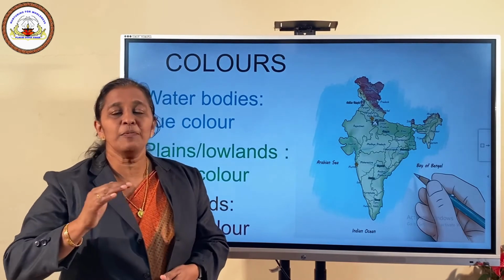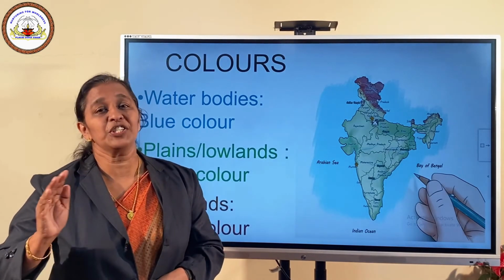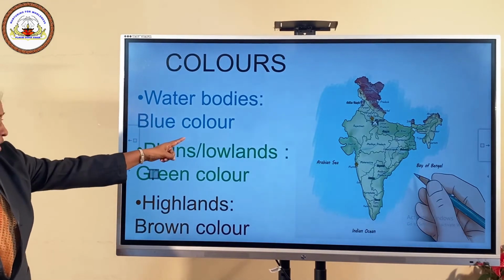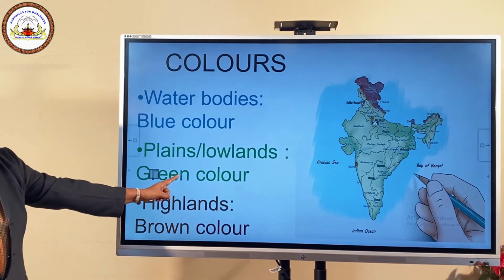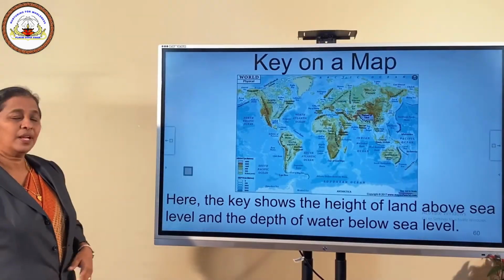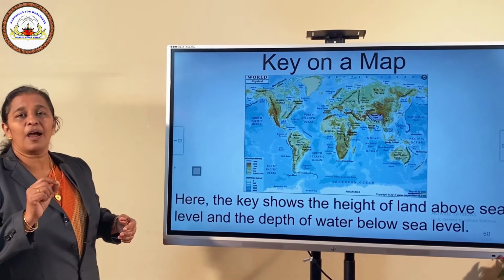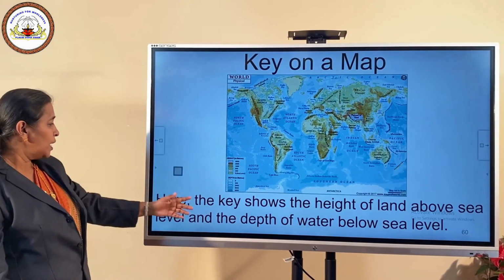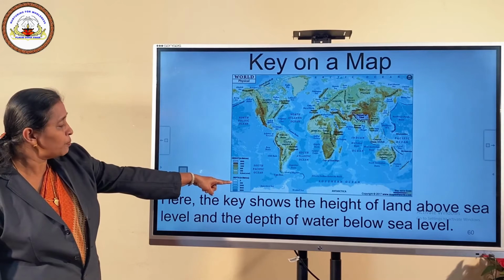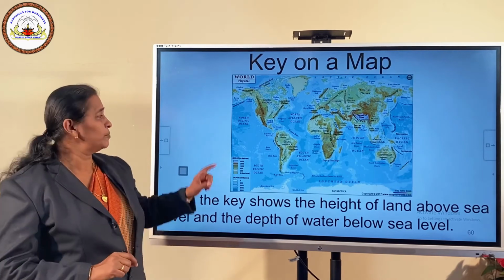Then, lowlands and plains are shown in shades of green. Highlands are shown in shades of brown. See, colors. Water bodies are shown in blue color, plains and lowlands in green color, highlands in brown color. Now, a key is used on a map to help us understand the color scheme and symbols used. Here the key shows the height of land above the sea level and the depth of water below the sea level.